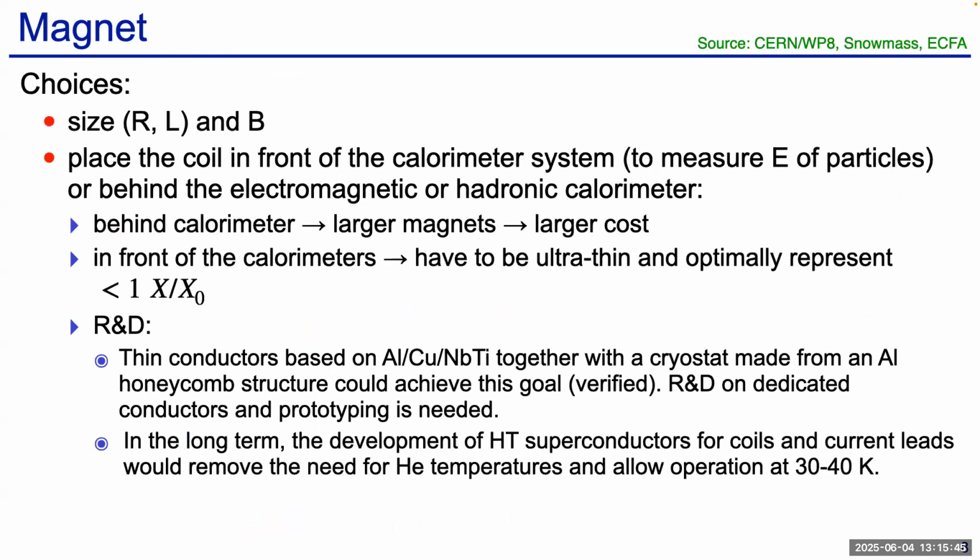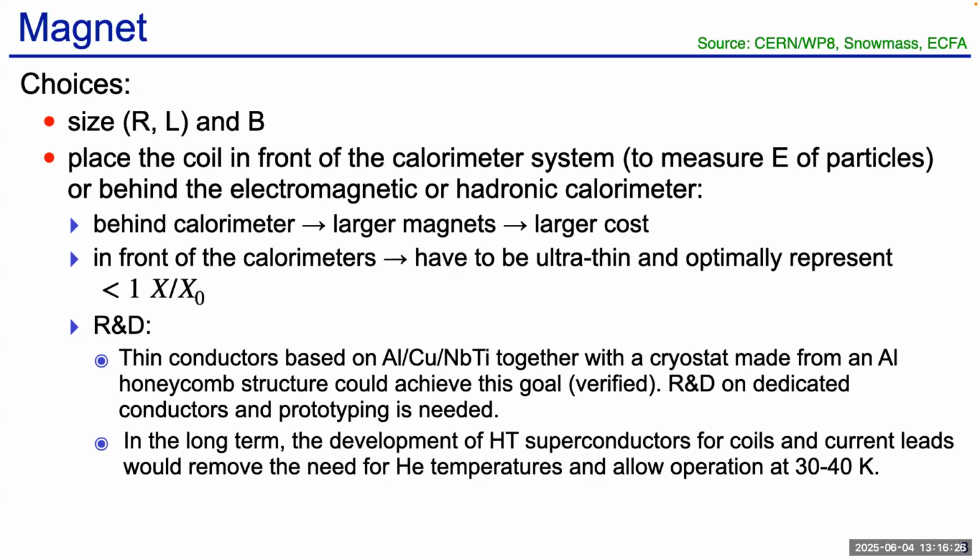So, what are your choices? You can place the coil in front of the calorimeters, which you use to measure the energy. These are usually the last detectors outside. Or you can put it behind the electromagnetic or hadronic calorimeter. So if you put it very much outside, like the last outside detector, you have a very large magnet and a very large price tag. If you put it in front of the calorimeter, you have the problem that the magnet also has a mass, and you're kind of harming the quality of your electromagnetic calorimeter.